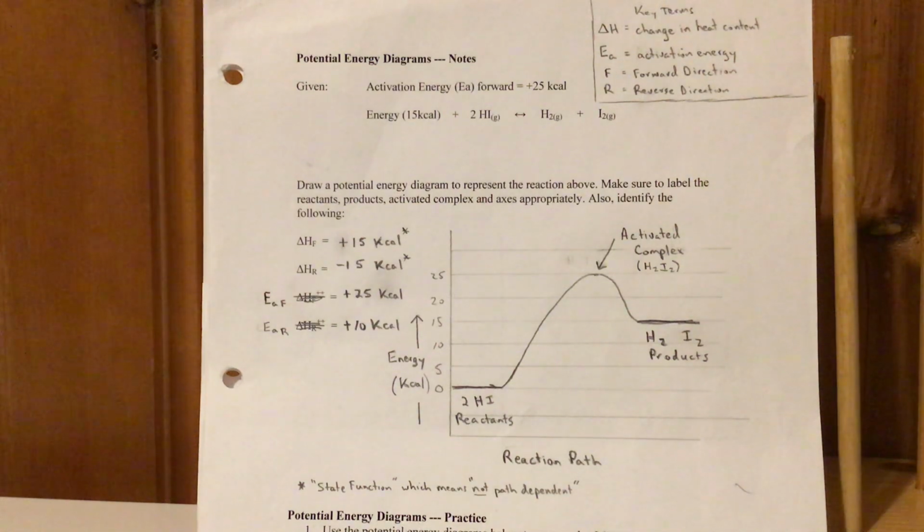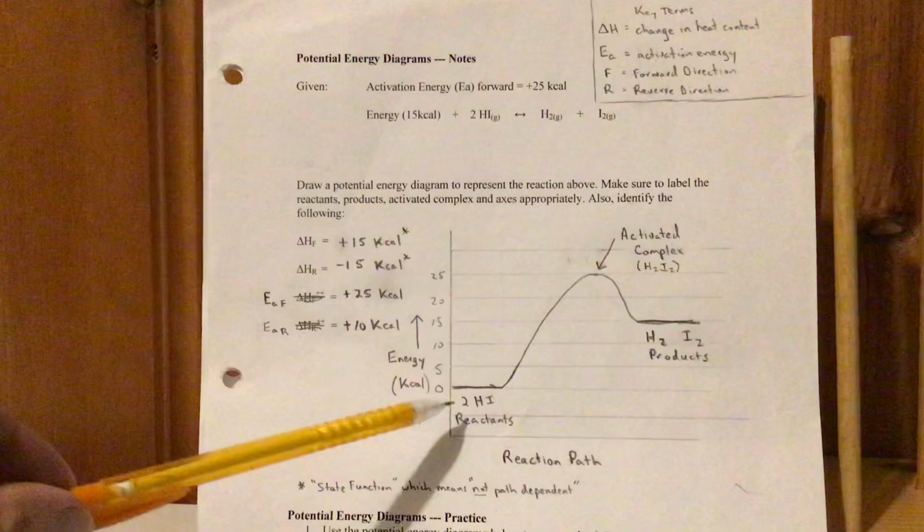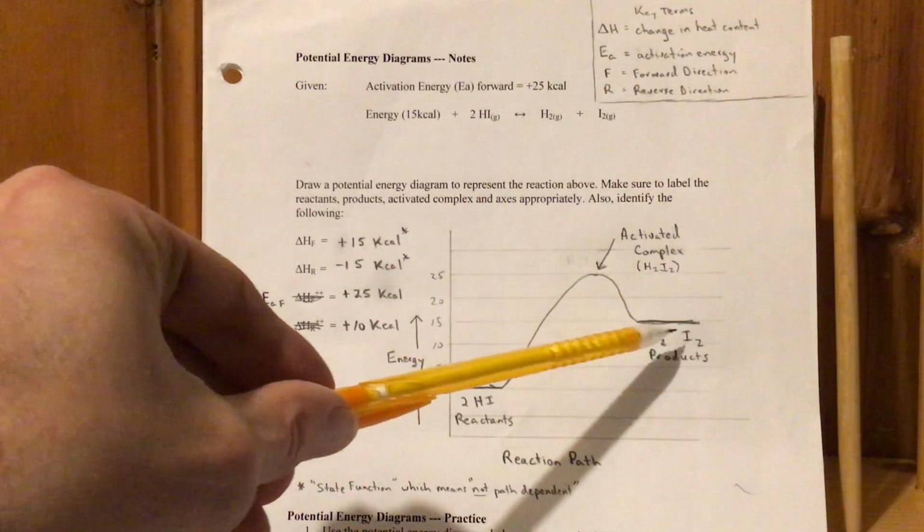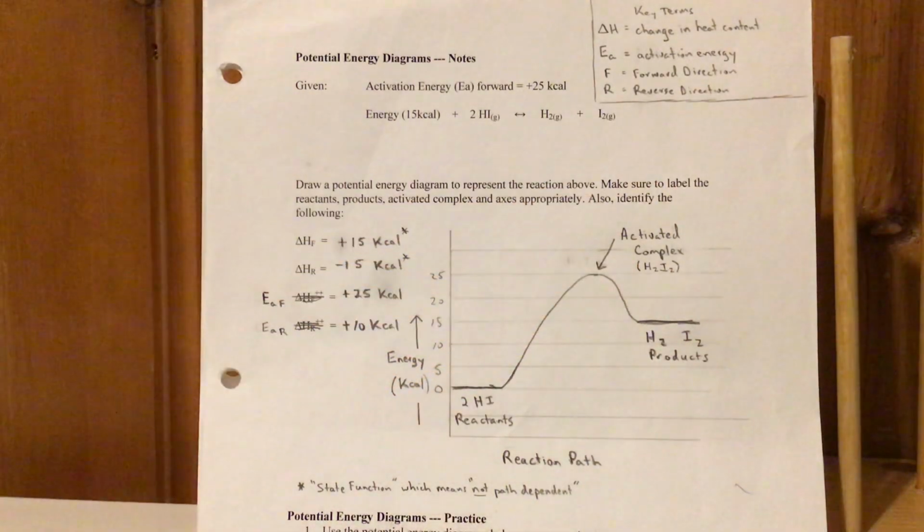We are going to look at potential energy diagrams, and this is really the path a reaction takes going from reactants over to the products. You will see this on page 5 and 6 of your homework packet.